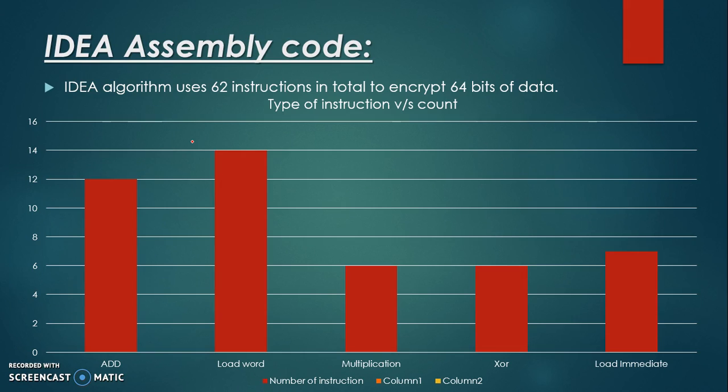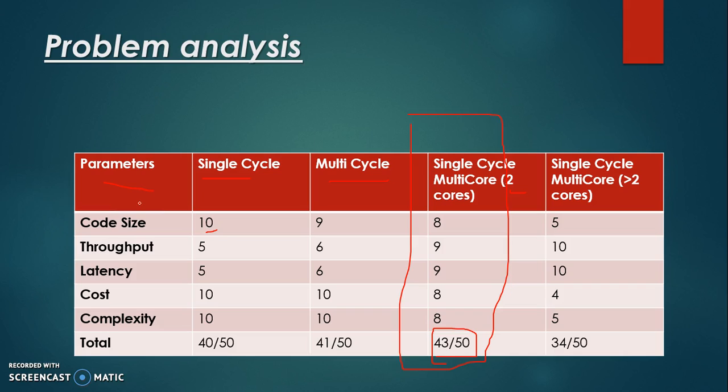After understanding the IDEA algorithm, I implemented it in assembly language using the Mars simulator to check whether it is correct. I required 62 instructions in order to encrypt the 64 bits of data. This is the pictorial view of some of the instructions that I used and the corresponding number of times that I used them. After the assembly code, I generated a scripting code in Python for all the instructions that I used in the assembly language.